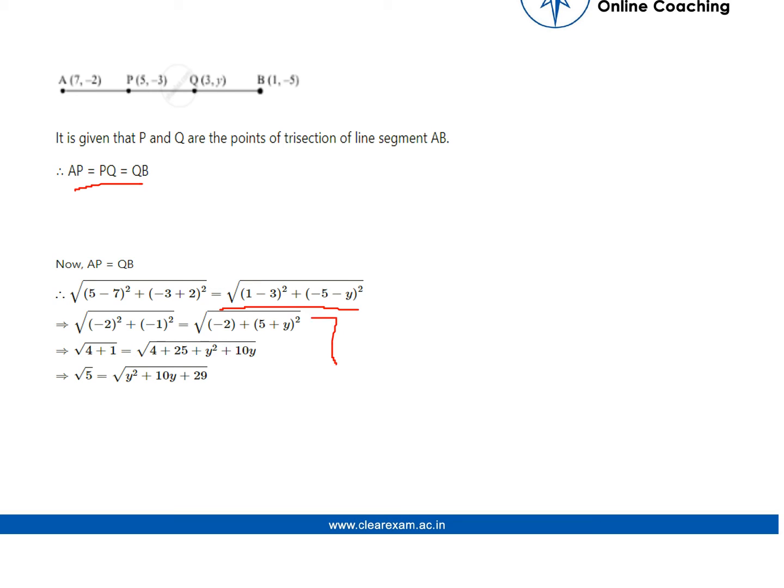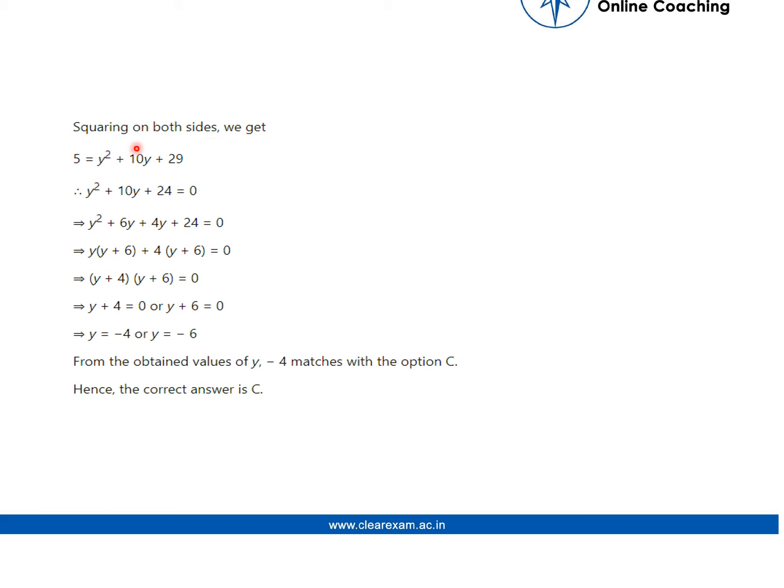So you have to solve this, make sure to solve it correctly, and in the end you will come to this: root 5 is equal to root of y square plus 10y plus 29. So you have to square both sides. We see that on squaring both sides, 5 is equal to y square plus 10y plus 29. So we just subtract 5 from 29, it comes out to be 24.